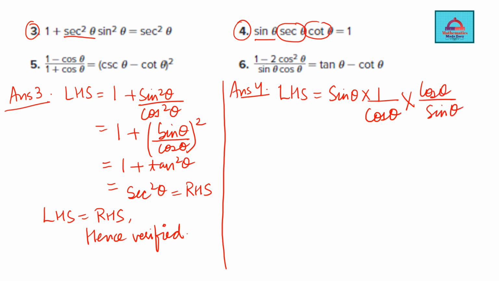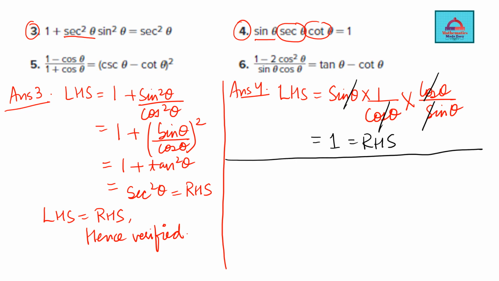Let's cancel the common factors. Sine goes with sine, cos goes with cos. So you are just left with 1, which is your right hand side. Okay, we have some more space left.